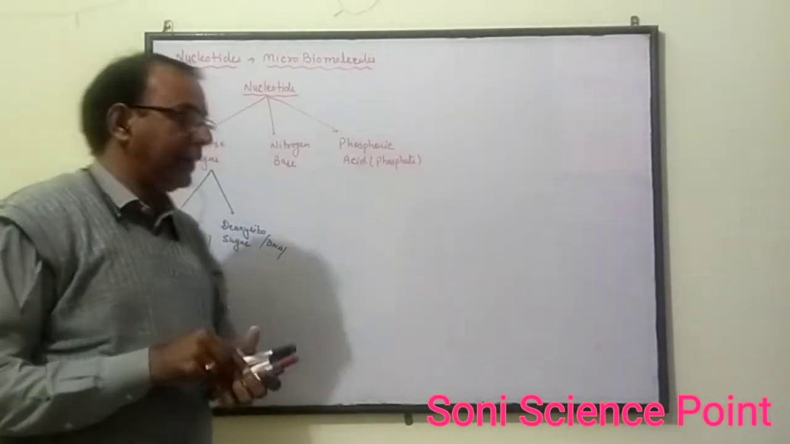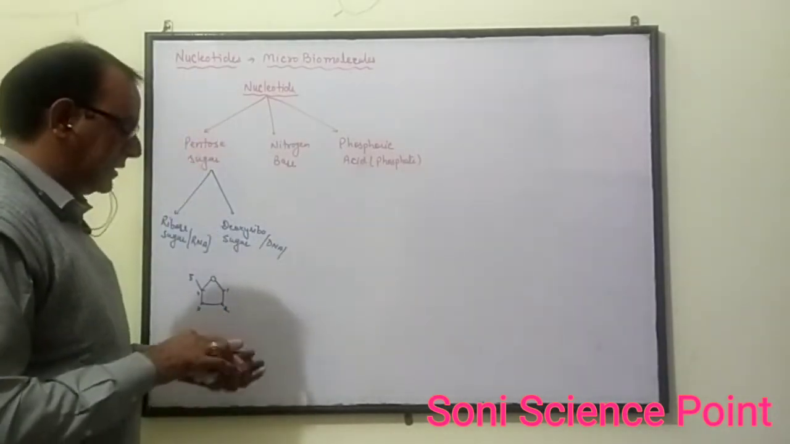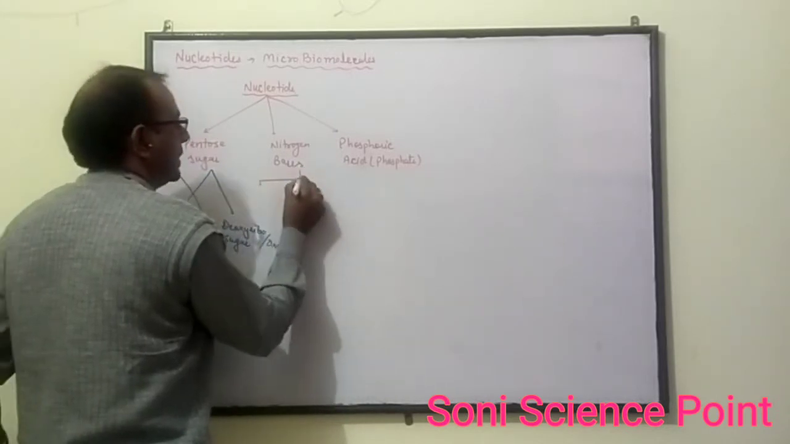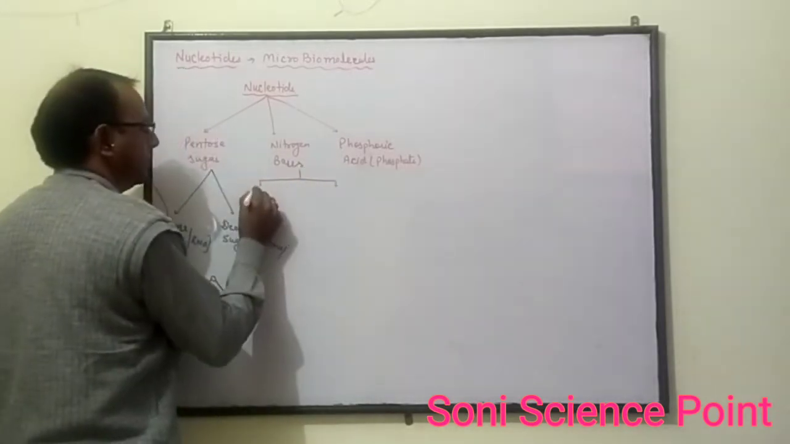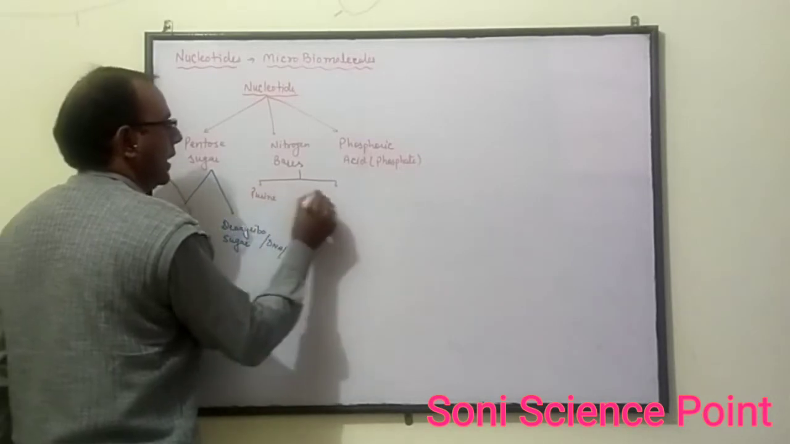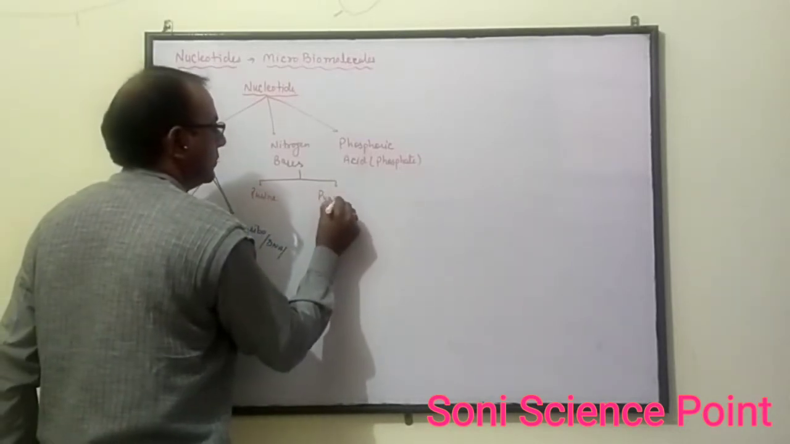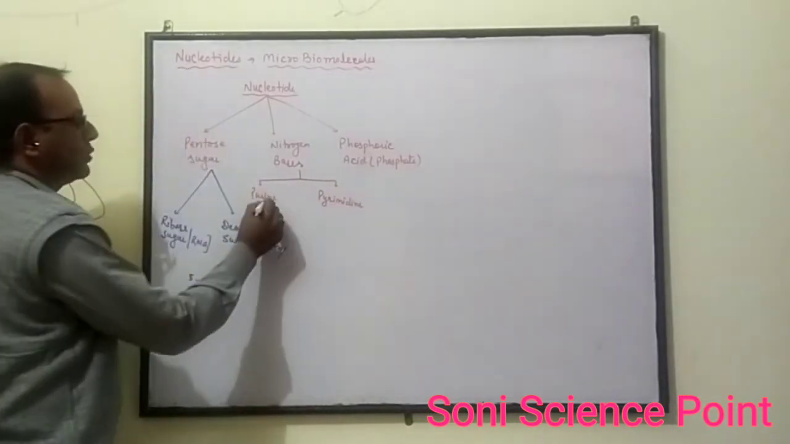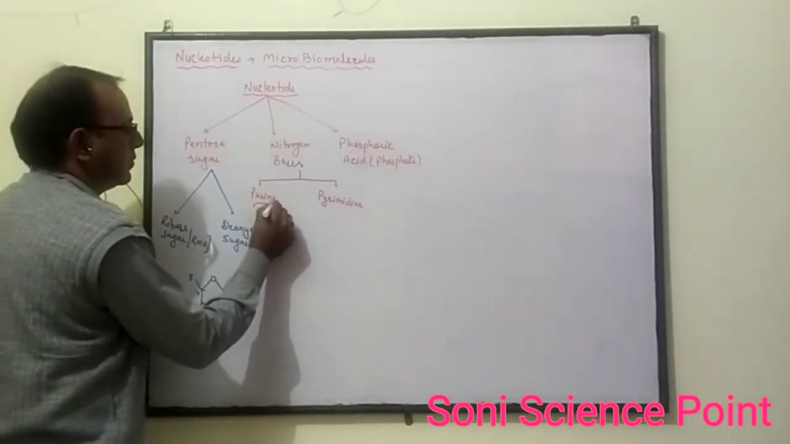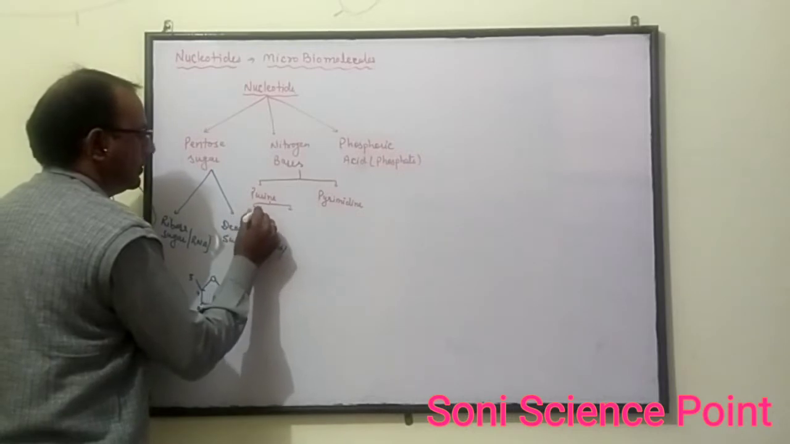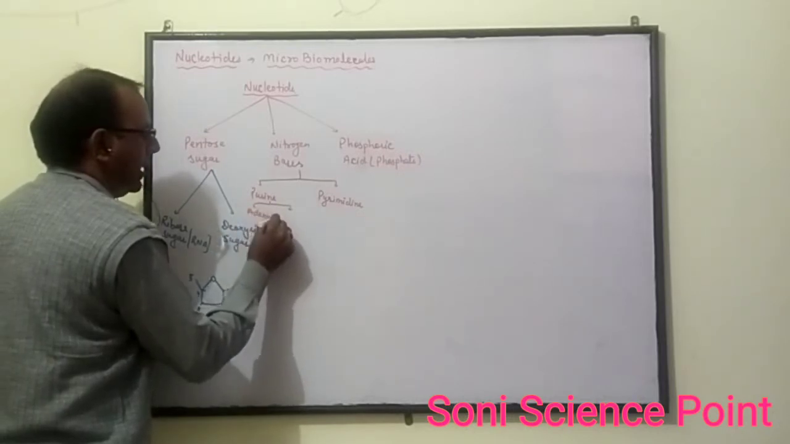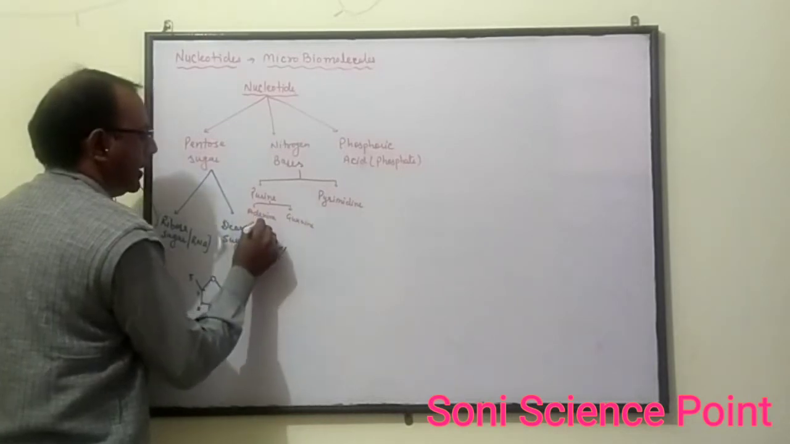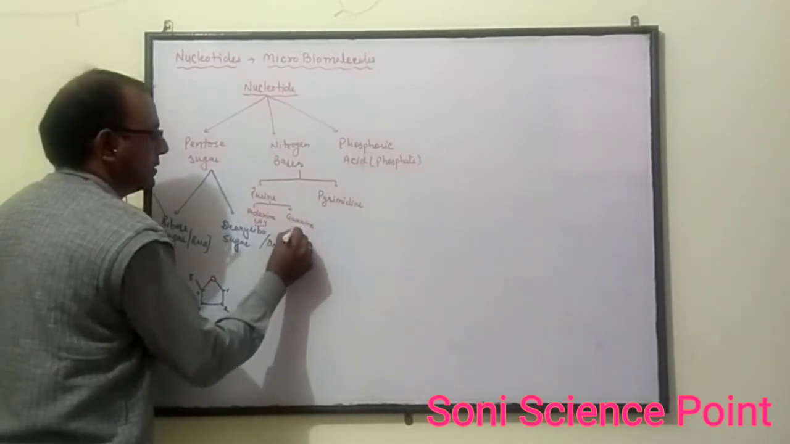The second component is the nitrogen base. There are two types of nitrogen bases: purine and pyrimidine. Purine is also of two types: adenine and guanine. Adenine is represented by A, guanine by G.